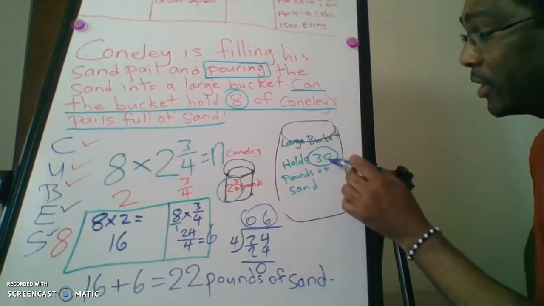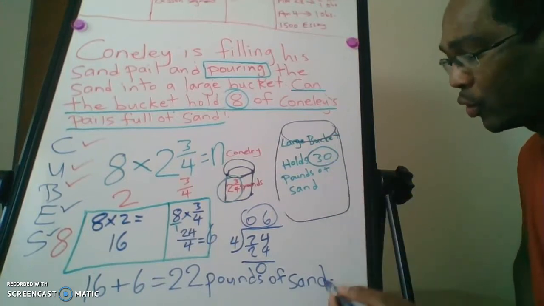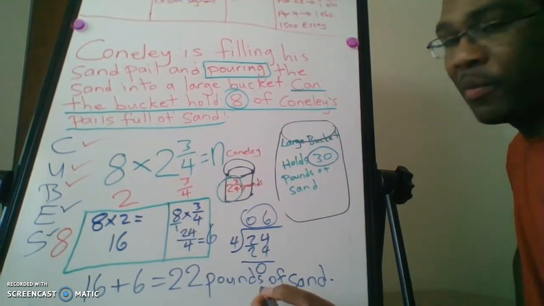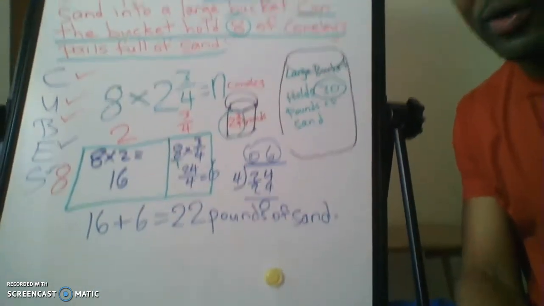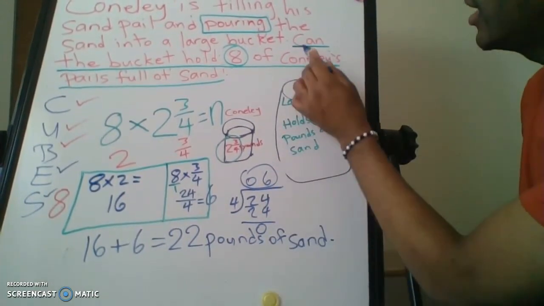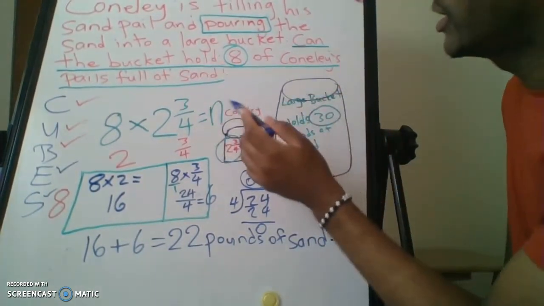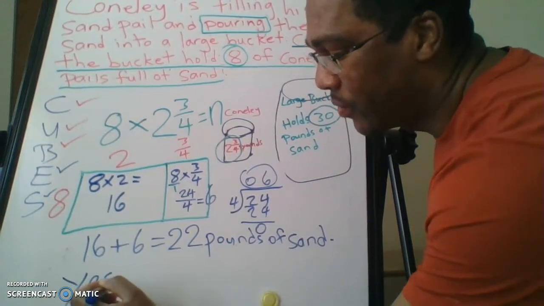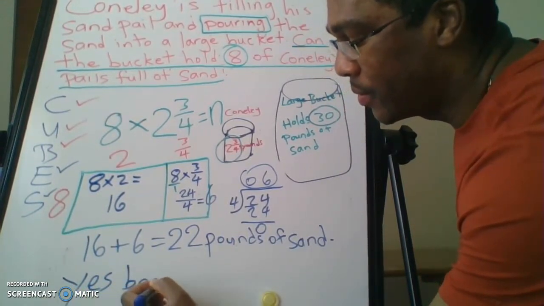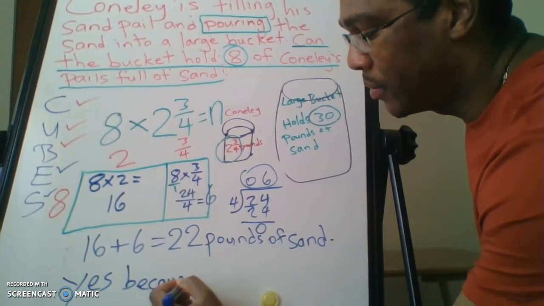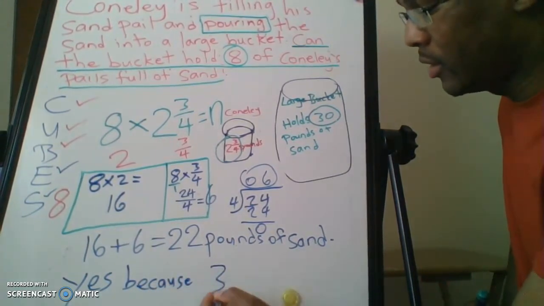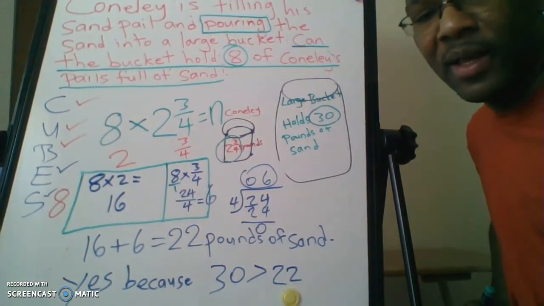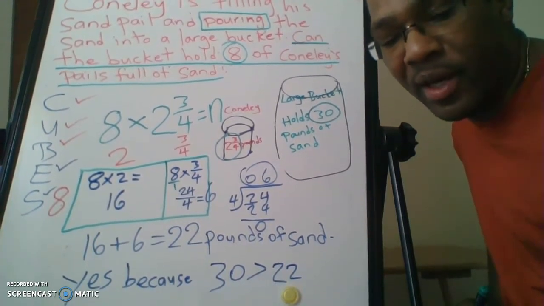Okay. So can this large bucket hold 22 pounds? Absolutely. So the question again: can the bucket hold 8 of Conley's pails full of sand? Yes, because 30 is more than 22. This is the area model.